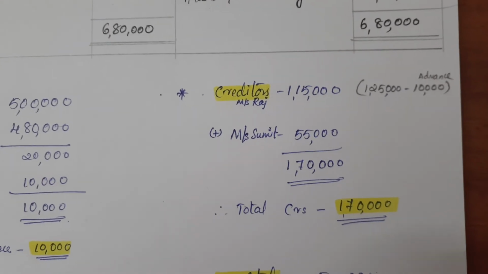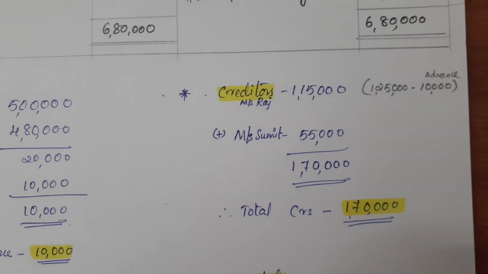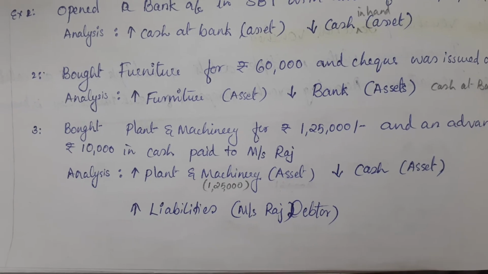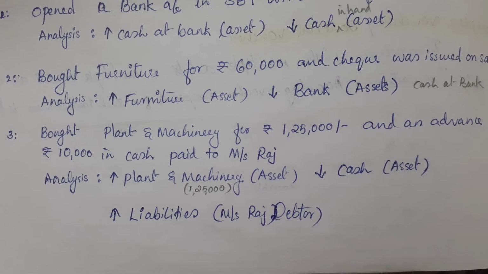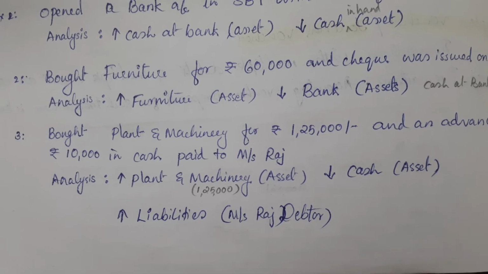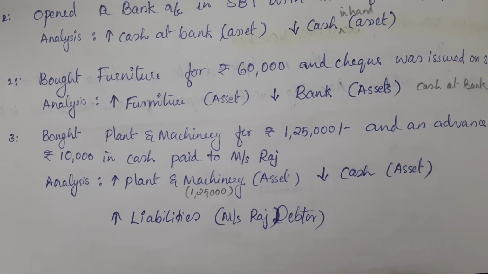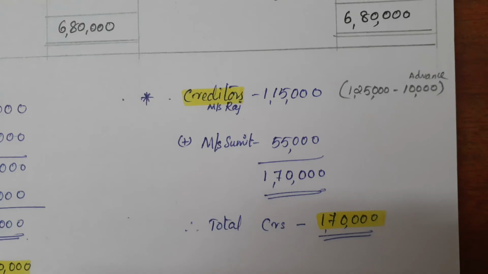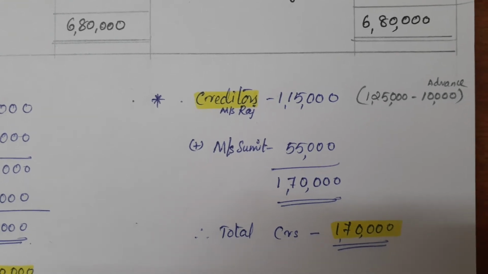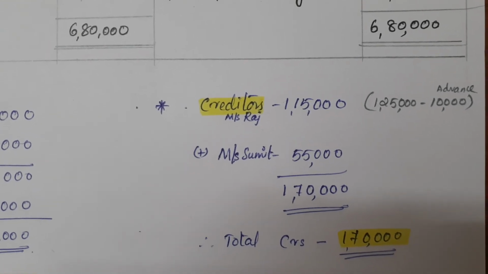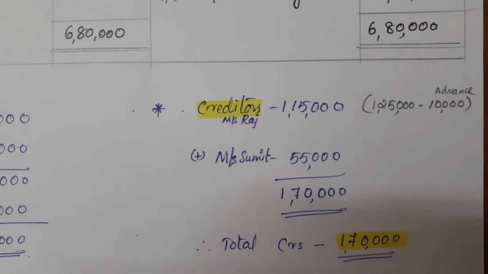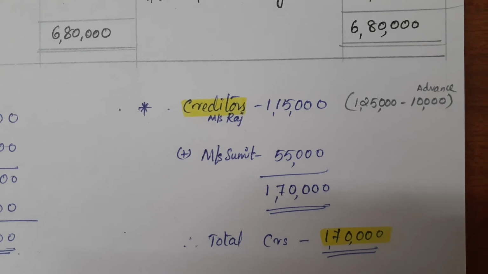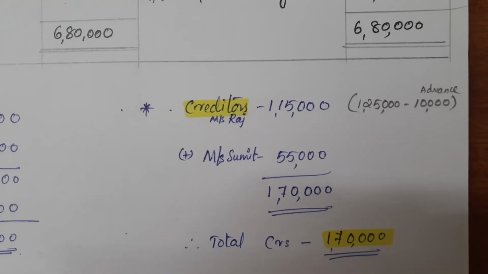So now about the creditors. How did we get creditors? Total 1,70,000. You will remember we bought plant and machinery, the third transaction, for rupees 1,25,000, but we paid only 10,000 as cash, right? So from that 1,25,000, we have to deduct 10,000. We will be getting 1,15,000. So the creditor, Miss Raj, is 1,15,000. Hope you understood how we got 1,15,000. The total amount was 1,25,000, and 10,000 we have paid as advance. So that difference is 1,15,000.